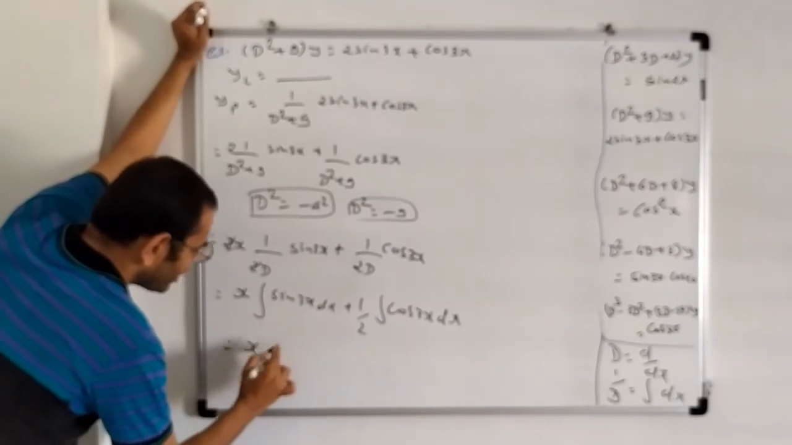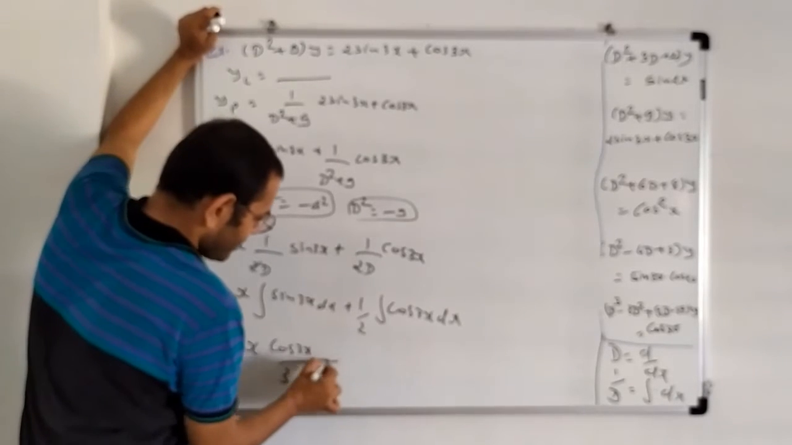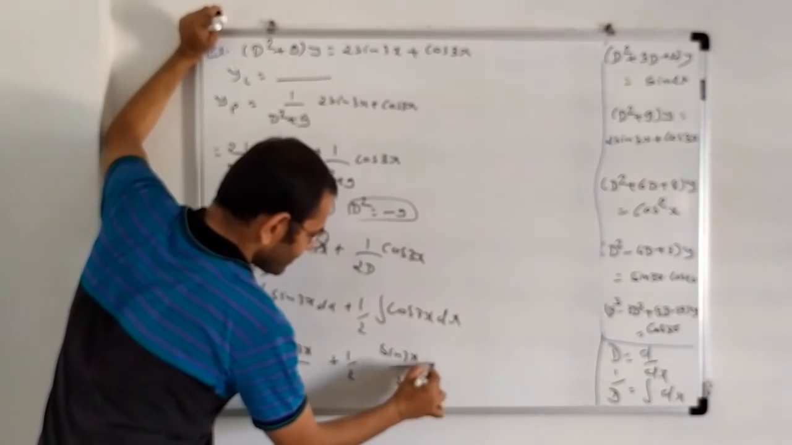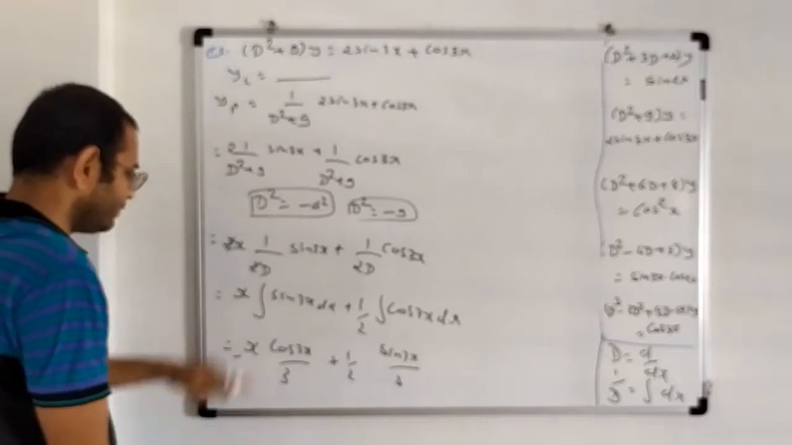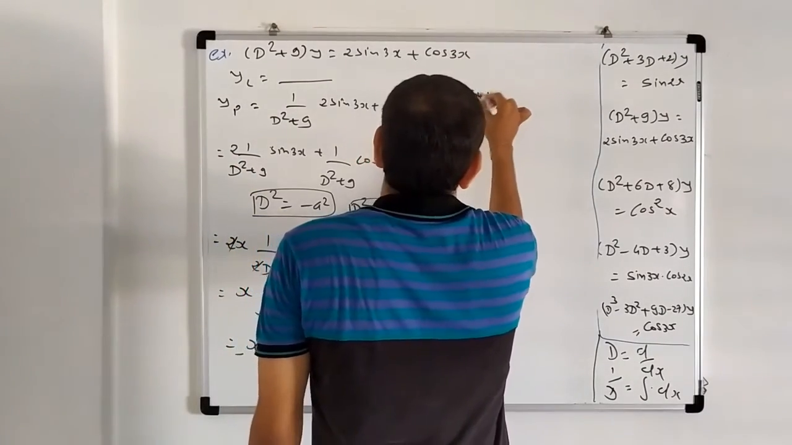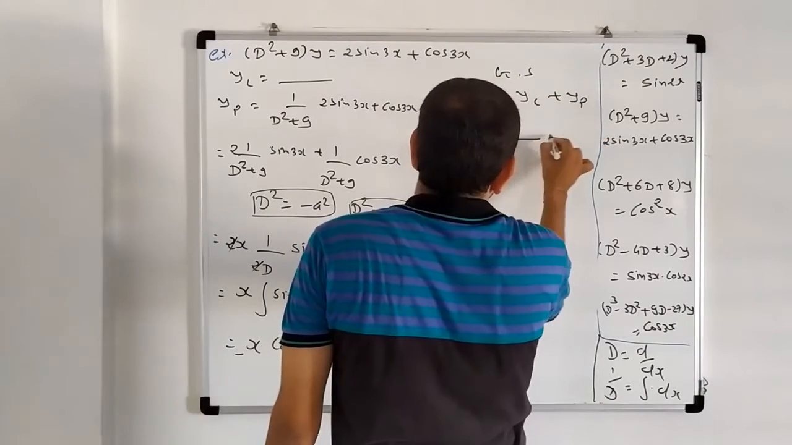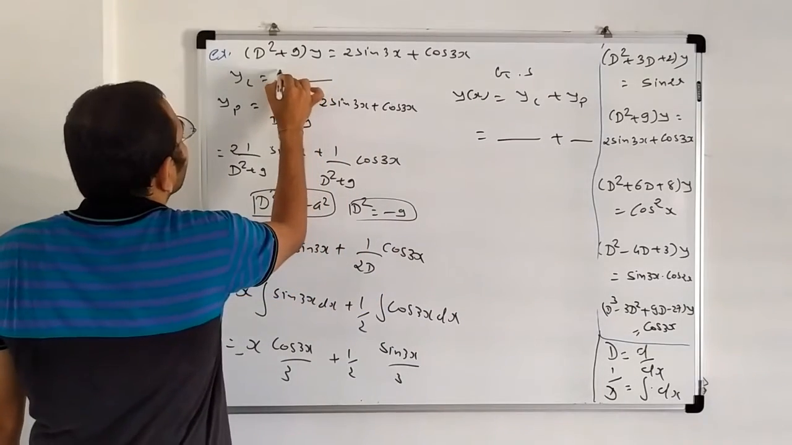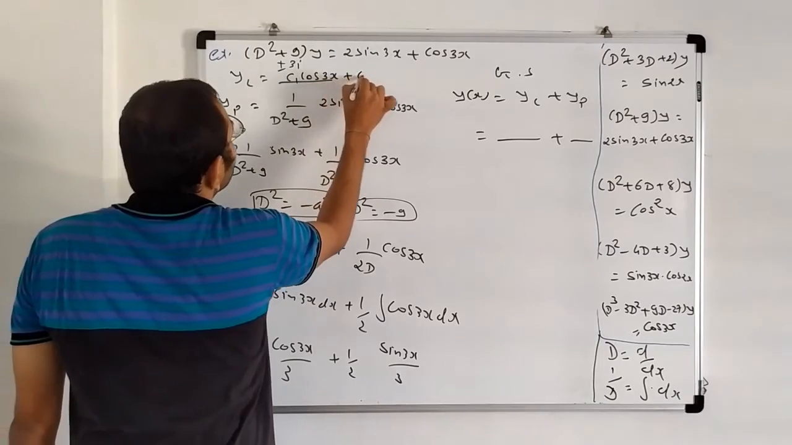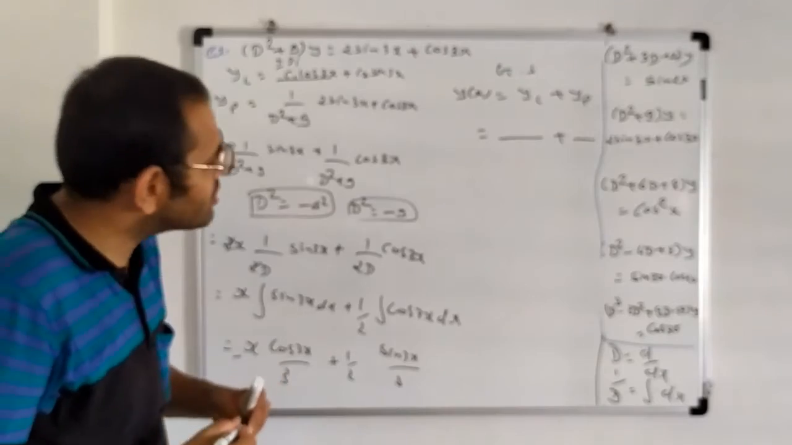Then x times the integral of sin, that is minus cos 3x by 3, plus 1 by 2, and here the integral of cos. That is our yp. Then the general solution, y of x equal to yc plus yp. Substitute both. Yc, that is plus or minus 3i, then c1 cos 3x plus c2 sin 3x, where c1 and c2 are arbitrary constants.